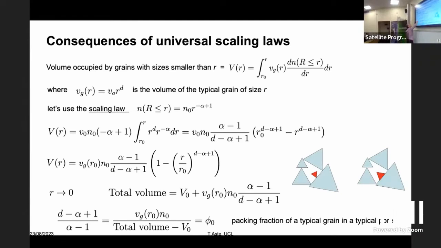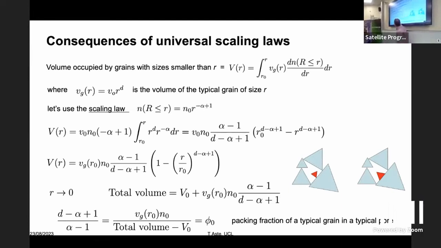So you have the total volume, in this case the volume where you started from, filled up to R in this way, okay? Now, when R goes to zero, this should become equal to the total volume. So the total volume is equal to some initial volume you have, times the size of the grain at stage zero, times the number of grains at stage zero, which is one, by the way, times the coefficient, which contains the exponent alpha.